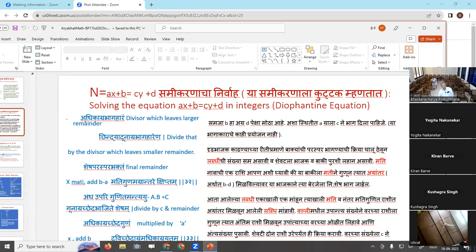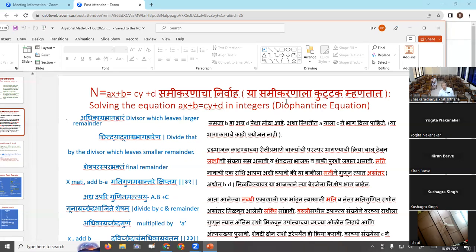And what we should do is the divisor a which corresponds to adhikagra, that should be divided by unagra. Una means less, smaller. Unagra means smaller agra, that is smaller remainder. So corresponding to that, what is the bhagahara, means divisor. So the one by which we are dividing, that is actually c. So you should divide that by the divisor which leaves smaller remainder. So this is a starting point.